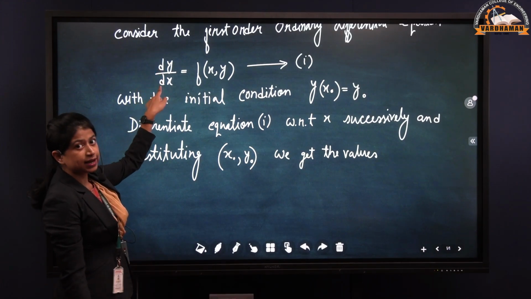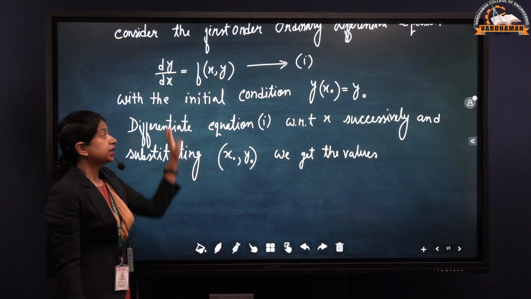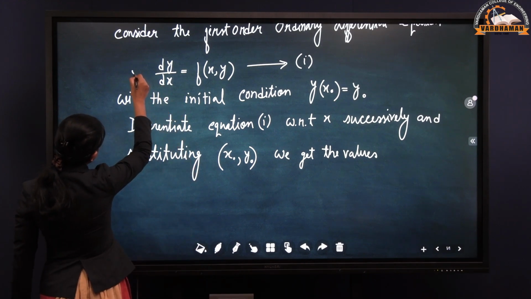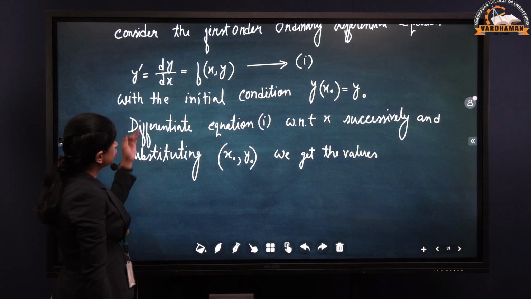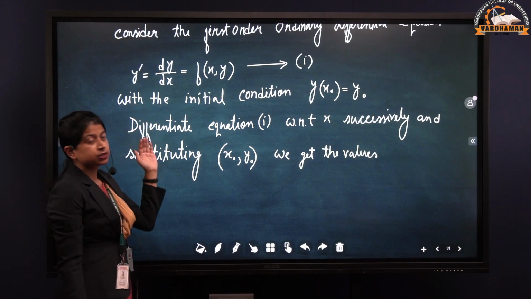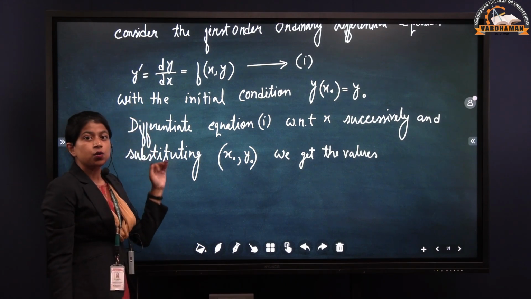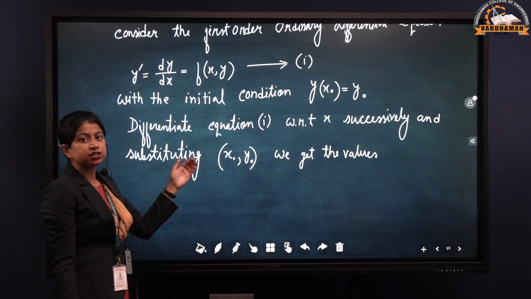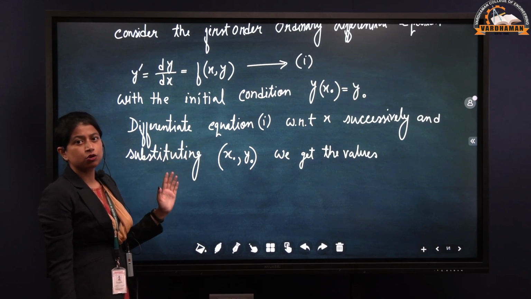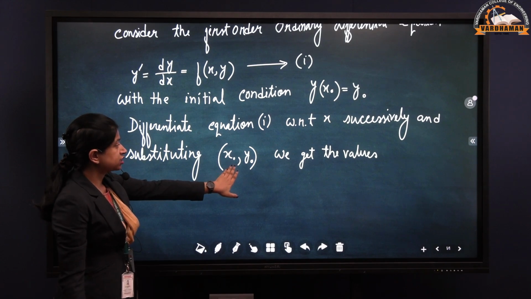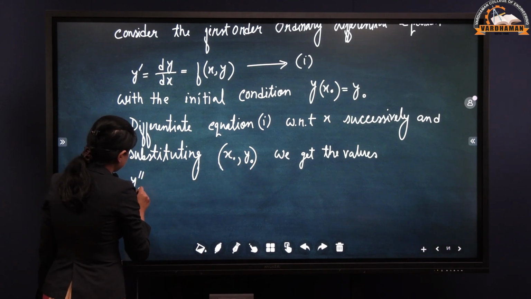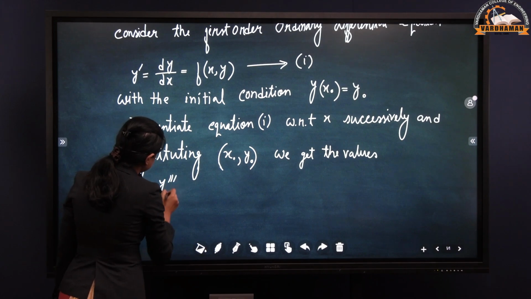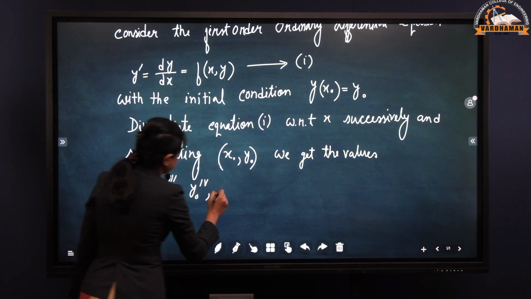Now look at what we are doing. This is dy by dx is equal to f of x, y. This dy by dx you can write as the first derivative y dash. Now if you differentiate it again with respect to x, you will get y double dash, y triple dash, fourth derivative of y, fifth derivative of y and so on. And if you put values x naught and y naught, then you will get the second derivative of y naught, third derivative of y naught, fourth derivative of y naught and so on.